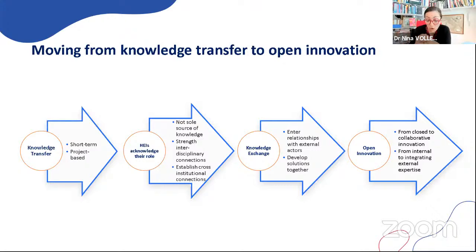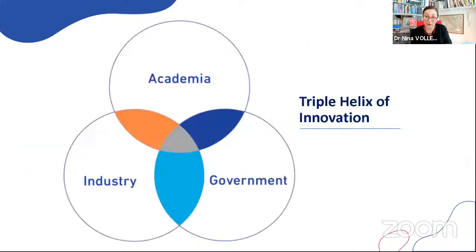And so if the three spheres, academia, policymakers, and industry, work well together, they really together can become a motor of innovation. So I think if we talk about the triple helix of innovation in our head, at the same time, we need to think about moving towards a system of open innovation.